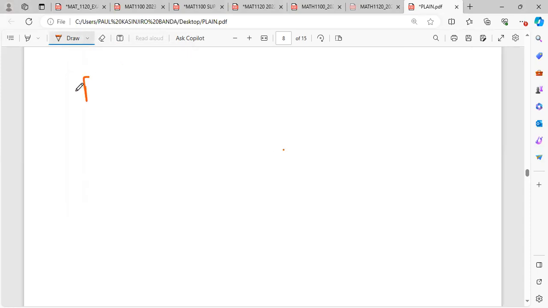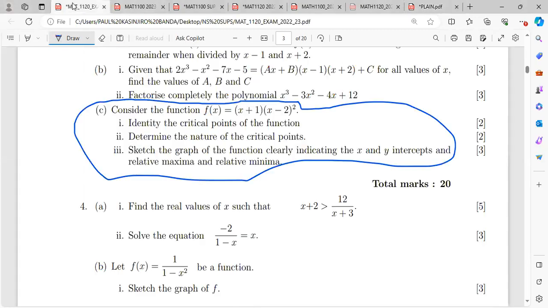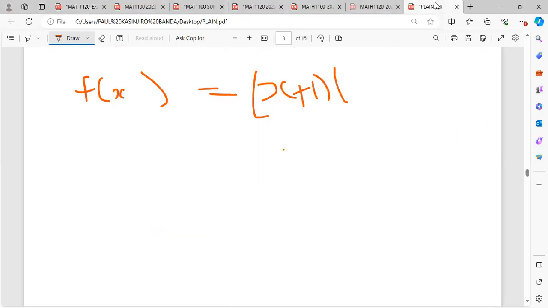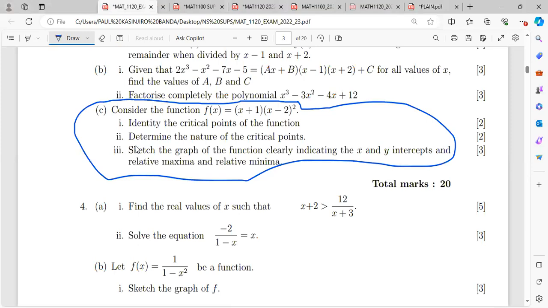They are saying f of x is equal to x plus 1 in the brackets like that. Then you have x minus 2 there, so x minus 2 squared. So how do you find the critical points? Because our first question here is identify the critical points.